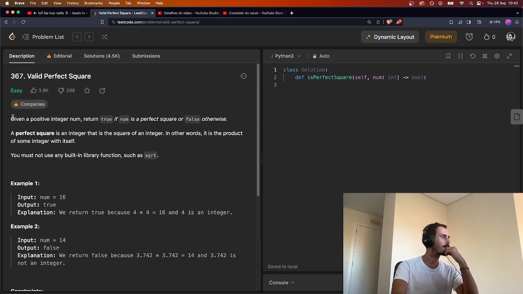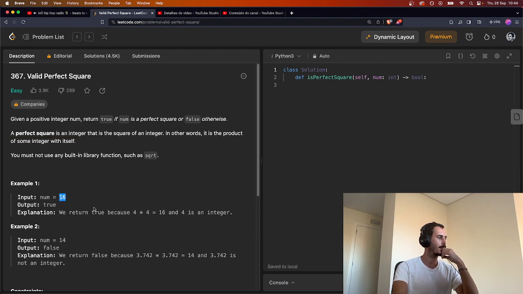Given a positive integer num, return true if num is a perfect square or false otherwise. What is a perfect square? A perfect square is an integer that is the square of an integer. In other words, it is the product of some integer with itself. You must not use any built-in library functions such as square root.